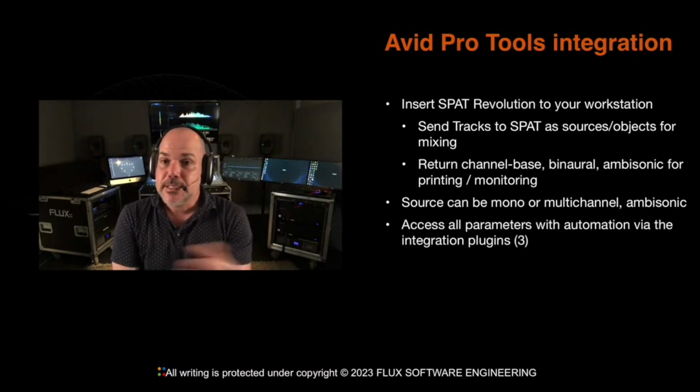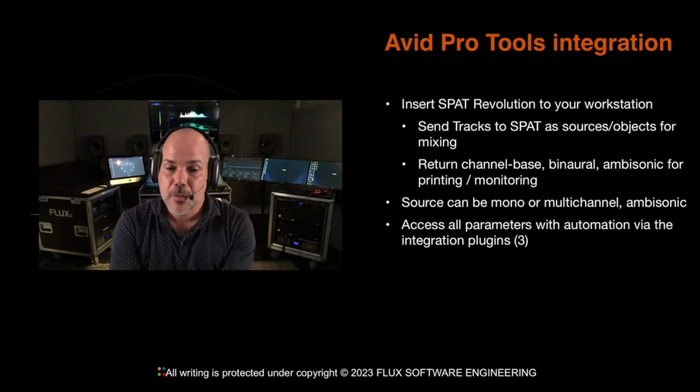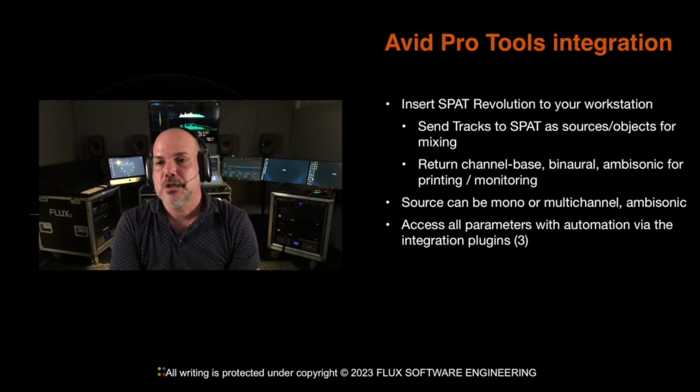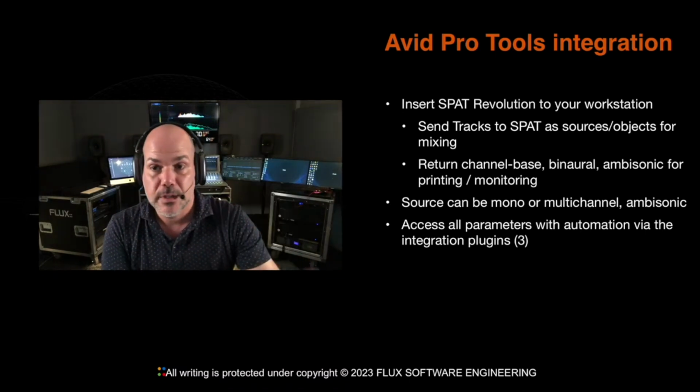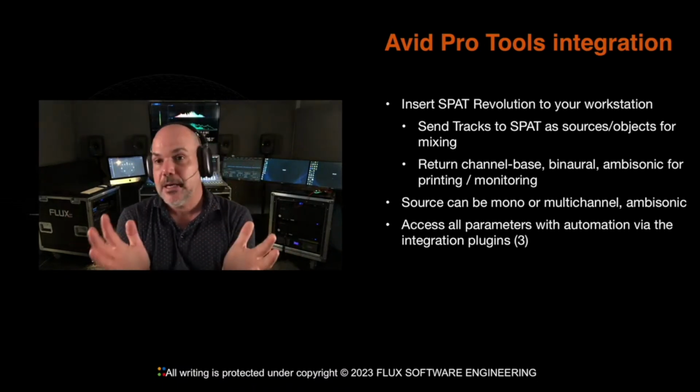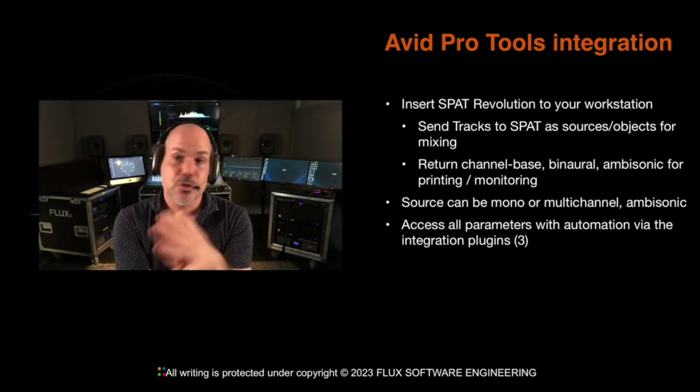And then we're going to be accessing all these parameters with the automation. So traditional automation parameters get written. Plug-in parameters get written, so you can obviously read and you can write. It's a bidirectional integration. So it's not just one way.